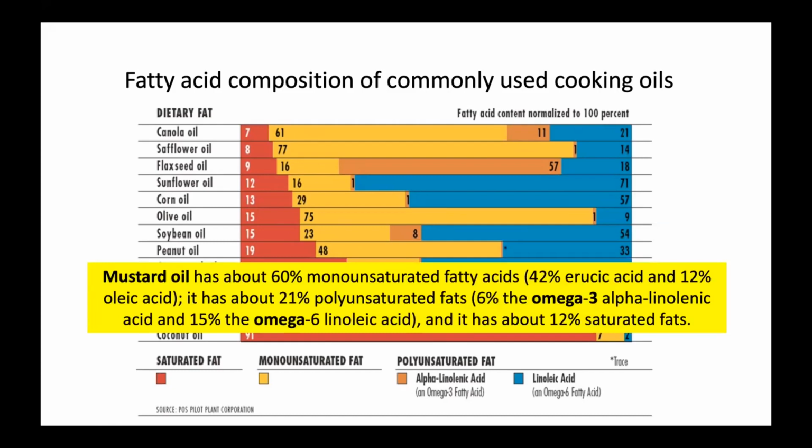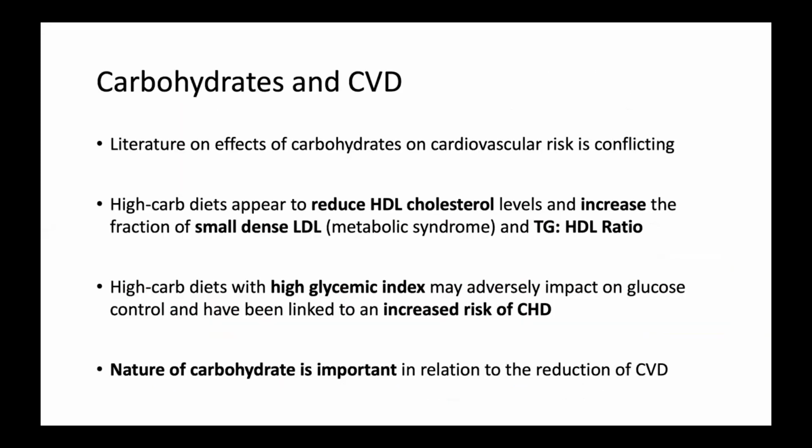What about mustard oil? Mustard oil has 60% monounsaturated fatty acid, and 6% of this is omega-3 fatty acids, and 15% is omega-6 fatty acid, and only 12% is saturated fat. So mustard oil is a good source of all the variants of fatty acid and a very good source of omega-3 fatty acid.